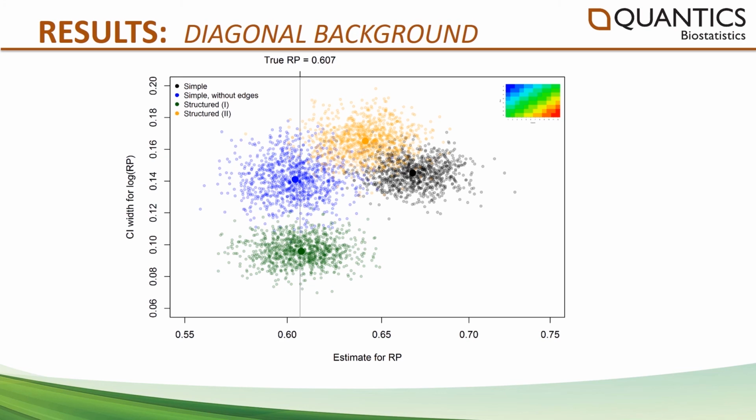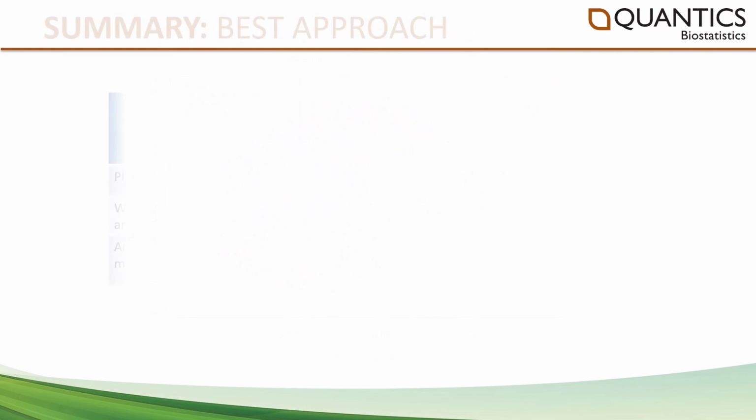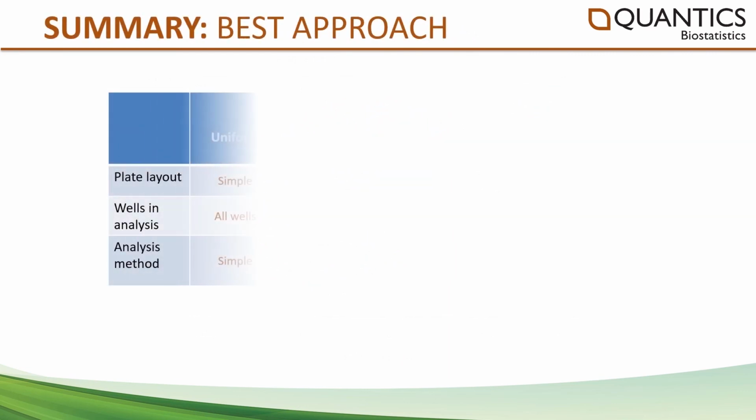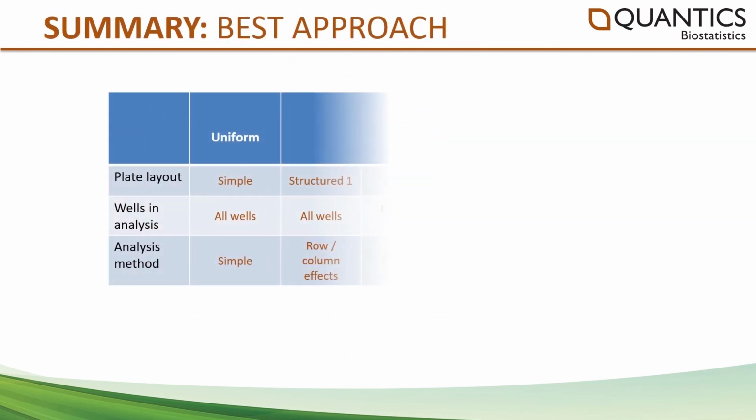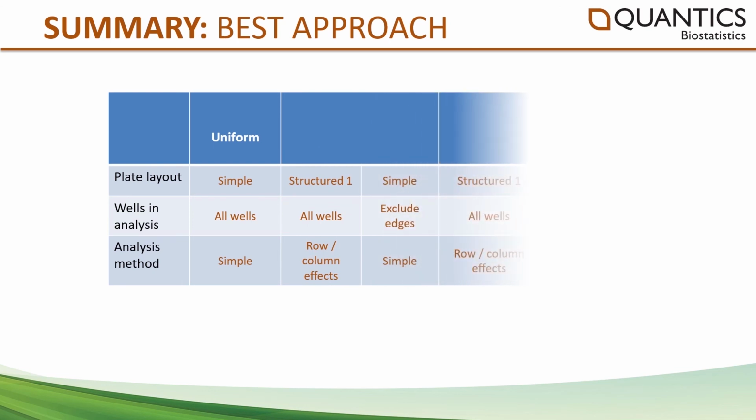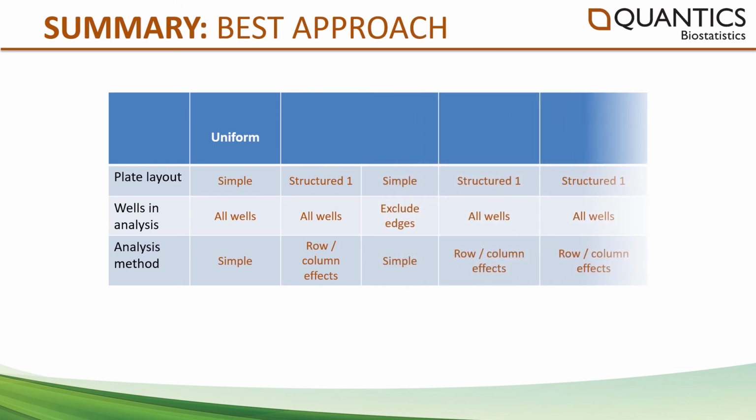So to summarise, the results are arranged by background pattern across the table here. Just to recall, for the uniform plate background, the simple plate layout works absolutely fine. That's obviously the best thing to go for because it's simplest to implement. It's best to include all the wells in the analysis, and there's no need to do anything fancy with the analysis. So that was the simple best way to do it in that case.